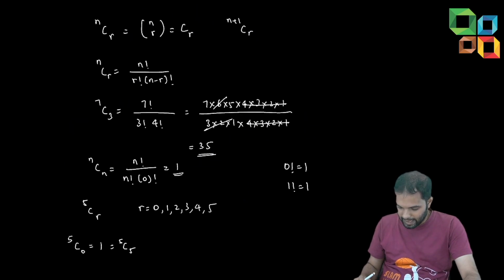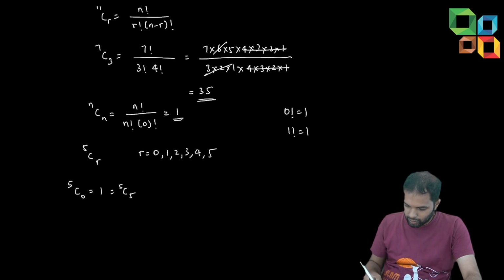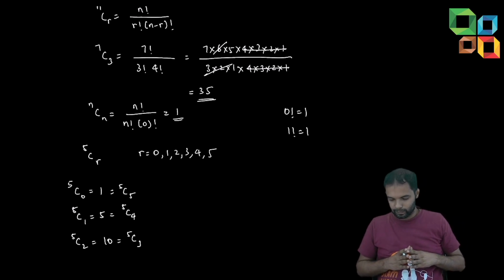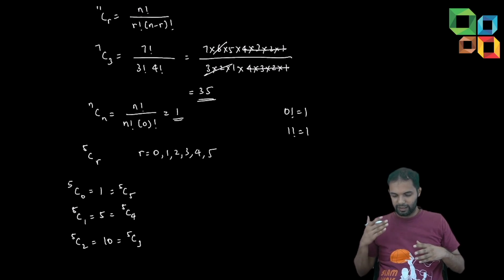Let's come back to the values. What about 5C1? 5C1 is 5, and it's the same as 5C4. What about 5C2? 5C2 is 5 into 4 by 2, which is 10. So it is the same as 5C3. I think we have covered all of it. You can see it's 1, 5, 10, then again 10, 5, 1, right?